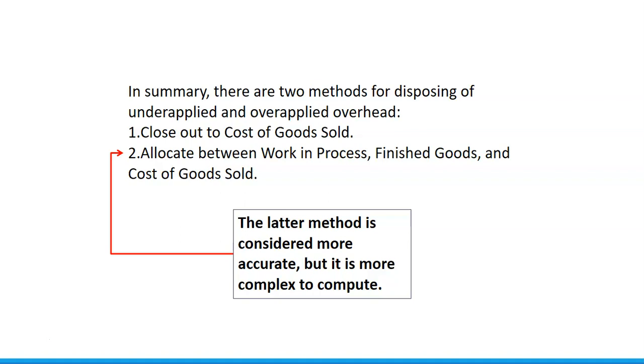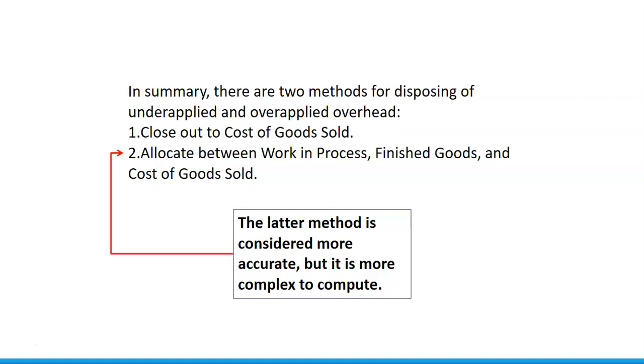So of course, the proportionate allocation is considered more accurate. It's also more complex to compute. But because we're talking about manufacturing costs that weren't allocated, it makes more sense to allocate them to the 3 different kinds of inventory that we have: work in process inventory, finished goods inventory, and our cost of goods sold, rather than just writing it off to cost of goods sold.